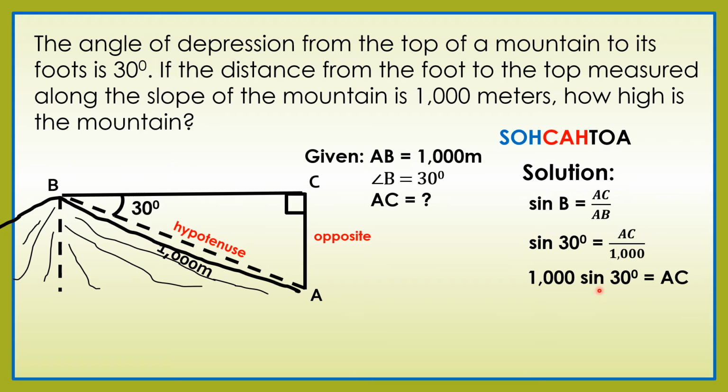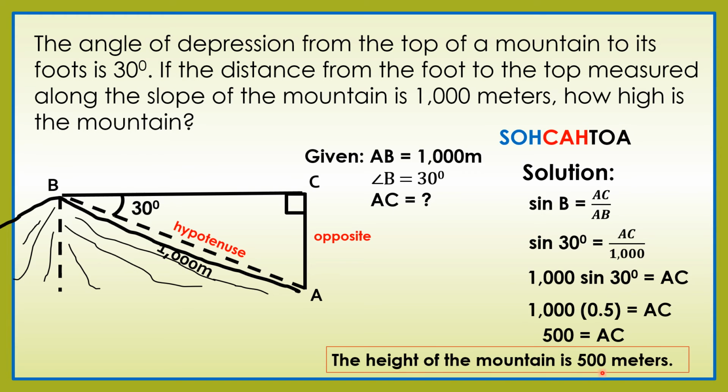Then, kunin muna natin ang sine 30 degrees using the calculator. So, we will have now 0.5. Then, after that, we're going to multiply to 1,000. Therefore, ang AC natin ay 500. So, ano ngayon ang height ng mountain? So, the height of the mountain is 500 meters.